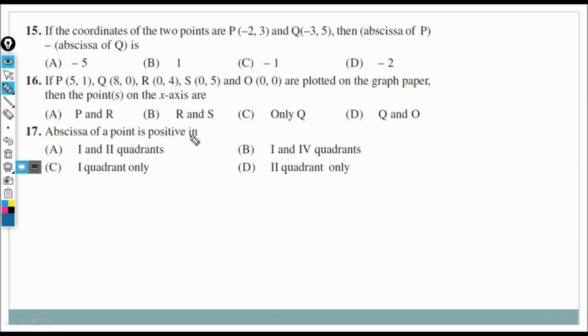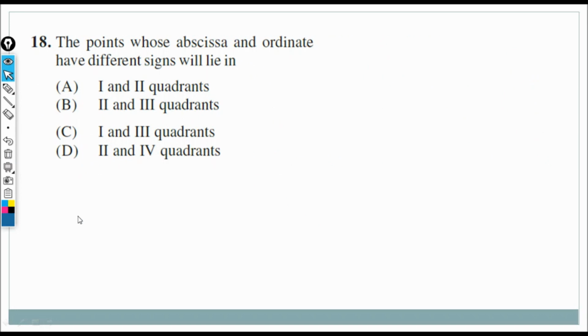Abscissa of a point is positive in... Abscissa of x is positive in first and fourth quadrant. यहाँ पे this is plus plus, minus plus, minus minus, plus minus है. तो abscissa of a point is positive in first and fourth quadrant. This is our answer. The points whose abscissa and ordinate have different signs.